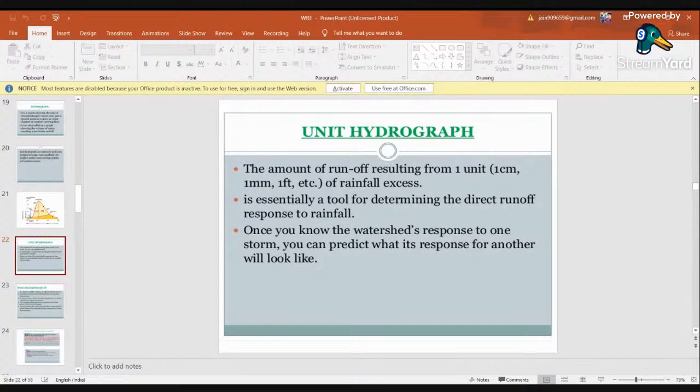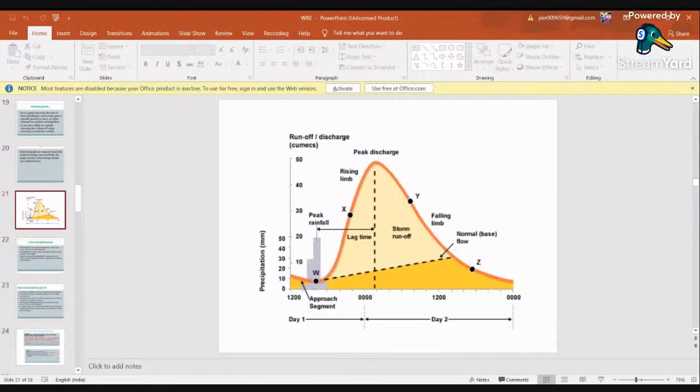Now there are a few terms which are related with the runoff discharge. The first one is the peak discharge. The peak or the apex of this curve is nothing but the peak discharge. Then there is the falling limb. The right hand side limb is your falling limb. Then there is the rising limb. The left side of the curve is the rising limb. Then from the center of the first approach segment to the center of the peak discharge is termed your lag time. So these are the terminologies we should know before plotting the hydrograph.